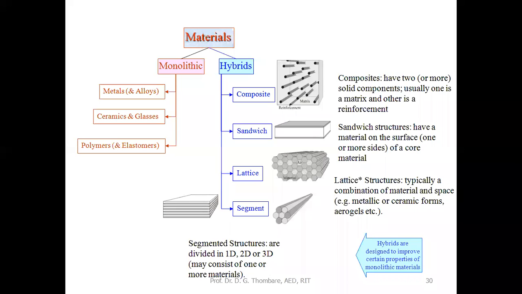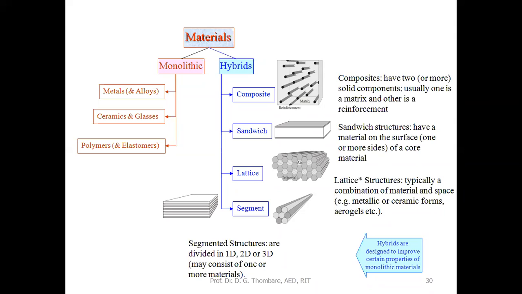Then lattice. A lattice is typically a combination of material and space. The hexagonal parts in gray show that there is material, and in between there is a cavity shown in white, an air cavity where no material is there. This provides good strength and at the same time reduces the weight of the material.